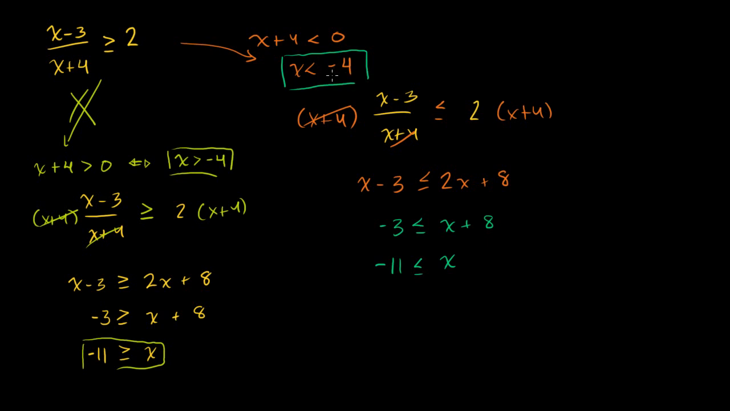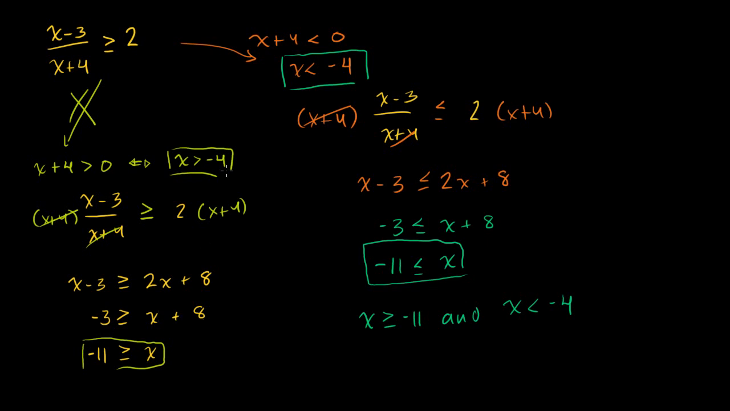If x is less than minus 4, in order for this equation to hold up, x also has to be greater than minus 11. And this is actually possible. So x has to be, we can rewrite this, greater than or equal to minus 11. I just swapped the two sides. And x has to be less than minus 4. And there are x's that satisfy these two constraints.